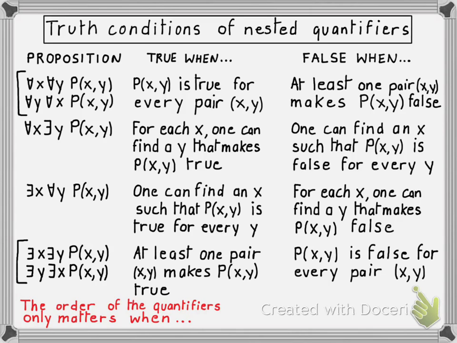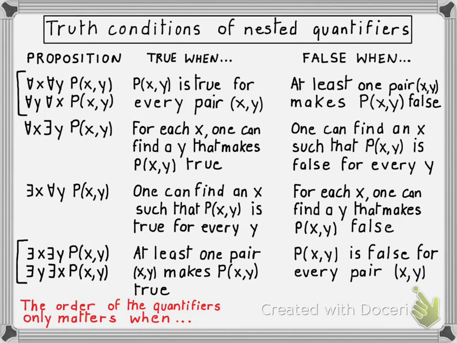So in conclusion, the order of the quantifiers does not matter when the quantifiers that are nested are the same, either both universal or both existential. The order of the quantifiers only matters when you are nesting different types of quantifiers together.